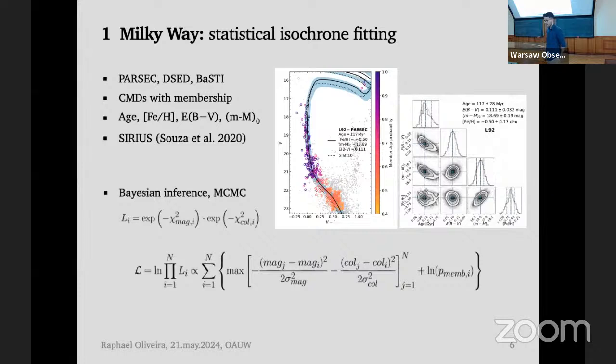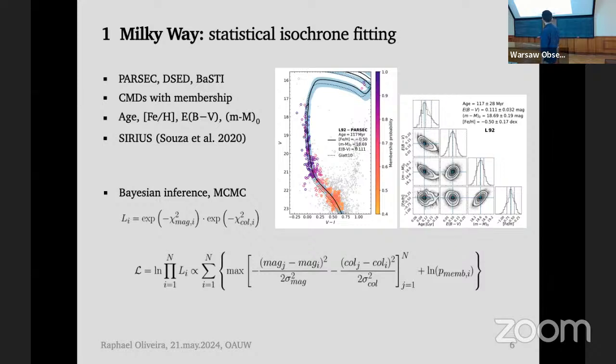So the interesting part here is that it applies a Bayesian approach with Markov chain Monte Carlo, and the likelihood here starts to get a bit complex because we have a two-dimensional plot to fit your model. So there are two chi-squares, one in magnitude, so the y-axis, one in color, which can be other filters, obviously.